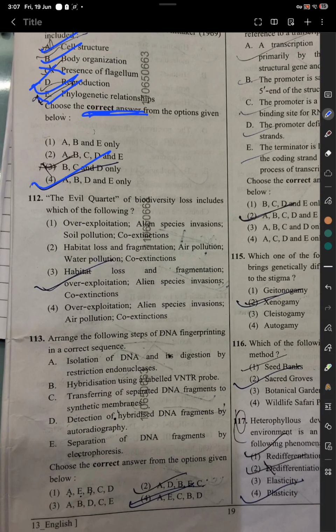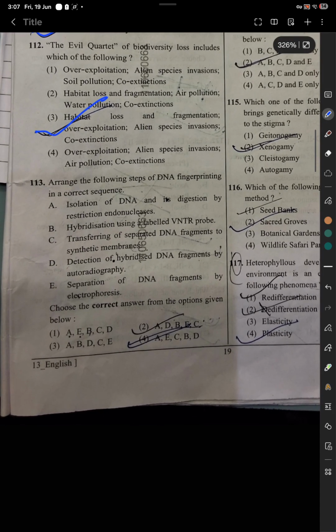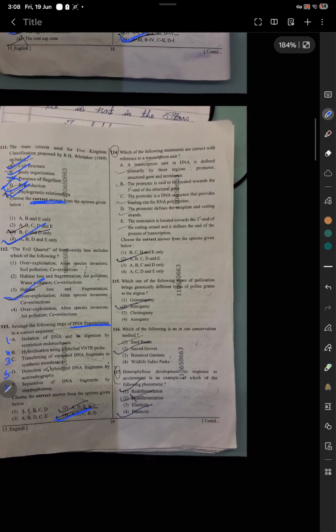Next, question 112. The evil quartet, the rate of biodiversity loss, includes which one of the following? So option 3 is correct: habitat loss and fragmentation, overexploitation, alien species invasion, and co-extinctions. Let's move to the next question. Question 113. Arrange the following steps of DNA fingerprinting in correct sequence. So you need to arrange this again. Option number 4 is correct. First A, then E, then C, then B, and D. So this is the sequence of DNA fingerprinting. Let's move to the next question.